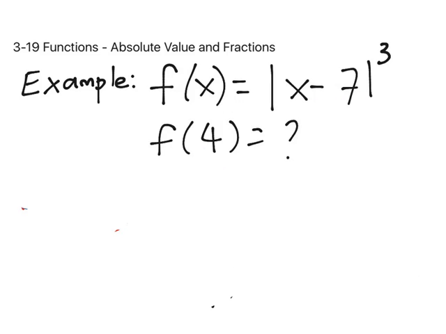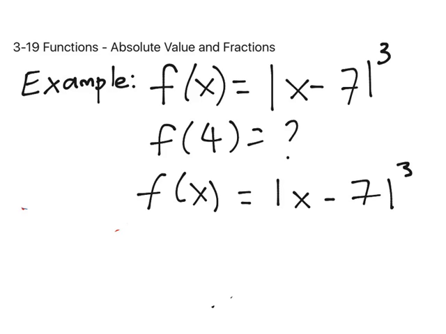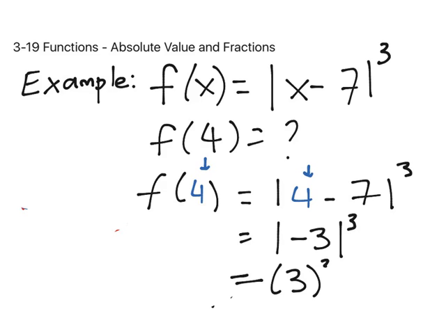Here's another example. F of x is the absolute value of x minus 7, cubed. Let's write our function. We are replacing the x with a 4. Let's replace the x with a 4. Here we do 4 minus 7, which is negative 3. But the absolute value makes the number positive.